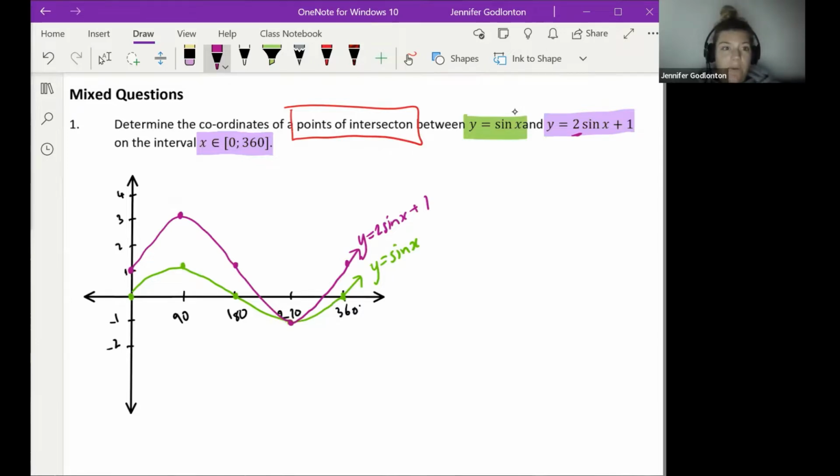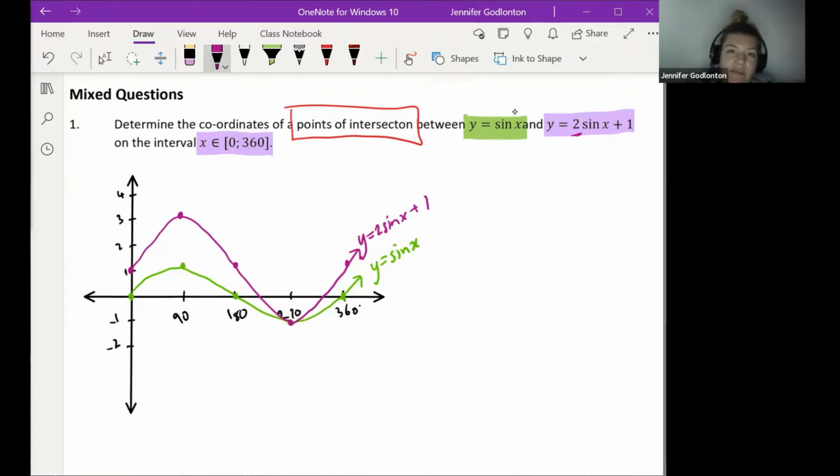So now looking at what we've drawn, what would be the coordinates of the point of intersection of these two graphs? Okay, so just be careful. When we give coordinates, always curved brackets. But yes, and don't forget your degree sign.